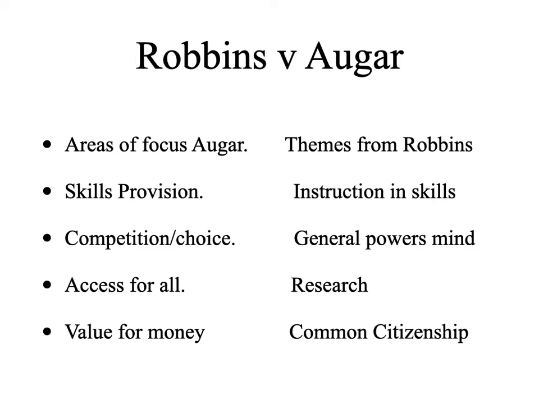The Augar Review was asked to look into how to improve and increase competition and choice for young people among universities and courses. It was asked to look at how to promote access for all, and it was asked to look at value for money in degrees and fees. And this reflects, in the 50 or so years between Robbins and Augar, a very different view of the social policy objectives that the government is trying to achieve through university education.